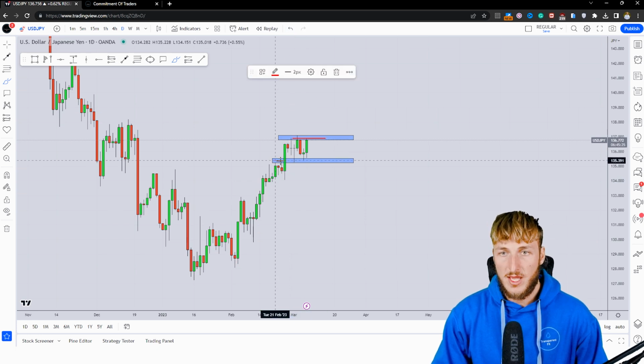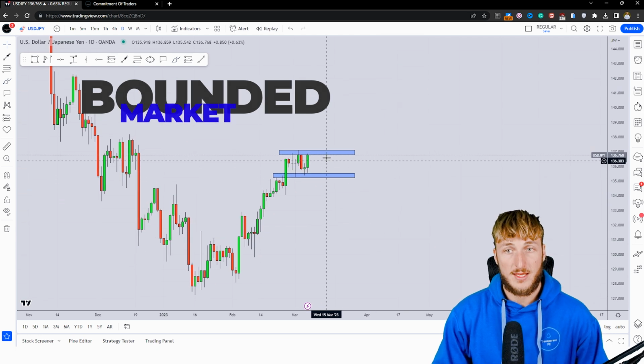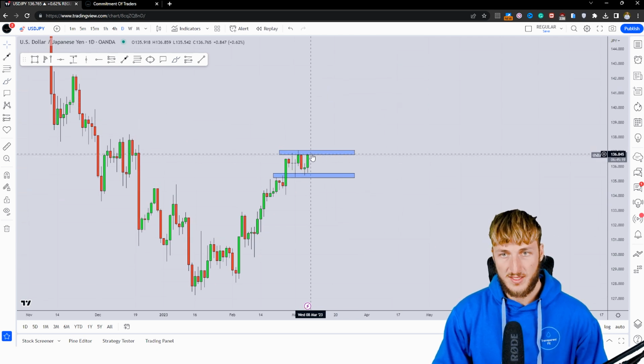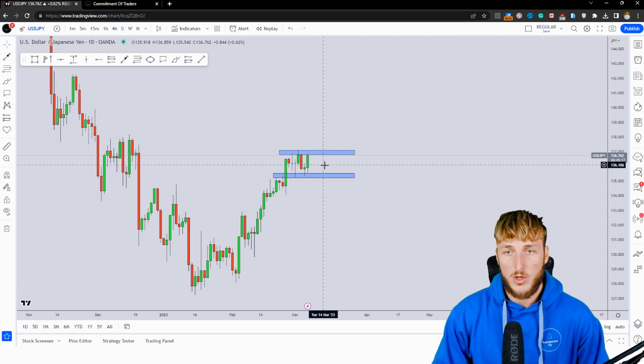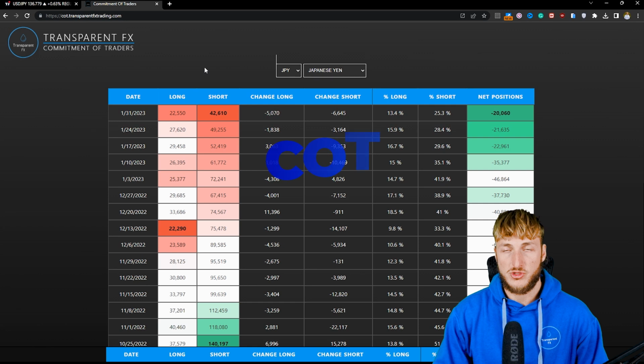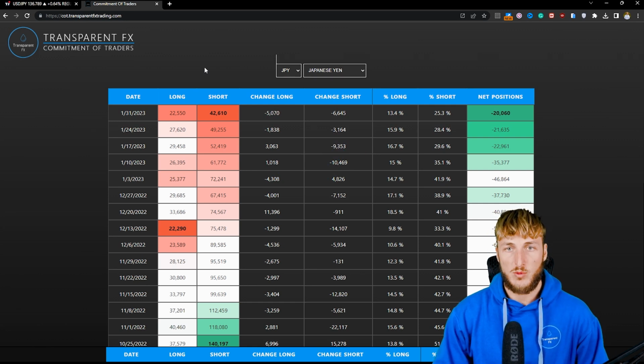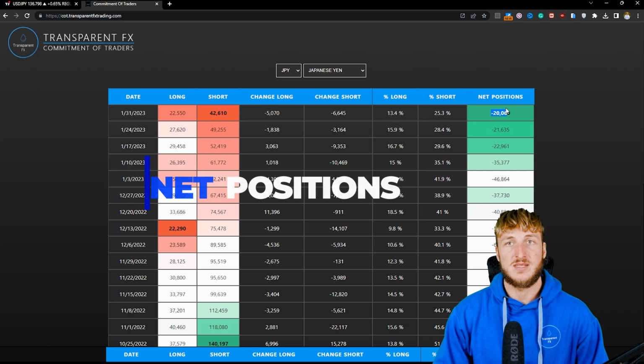However, as we have a market which is currently bounded, we cannot really be looking for anything, at least at the moment, from a daily perspective. But before we continue further with our analysis, let's first go and see what we have when it comes to the commitment of traders, so the COT data, which is what the non-commercials, so the biggest speculators in the market, are doing. Now, if we check the data for the JPY, what we can see is that lately it has been increasing.